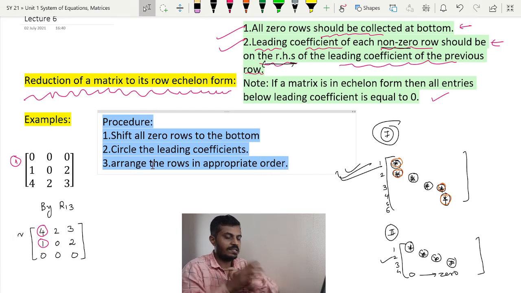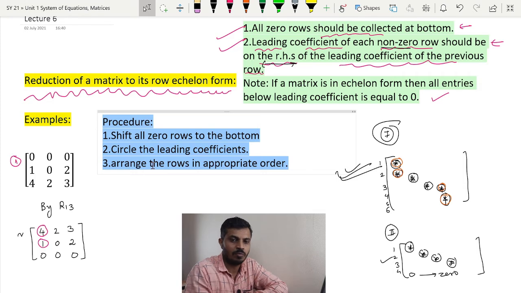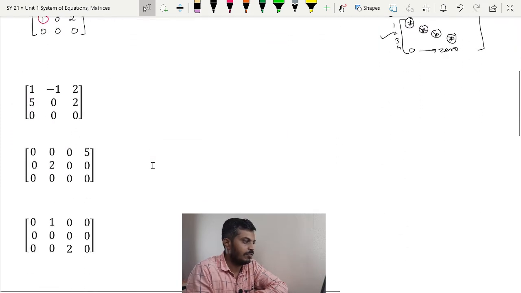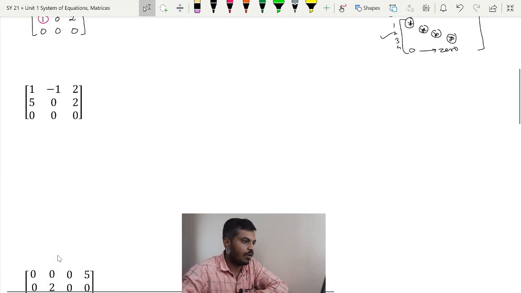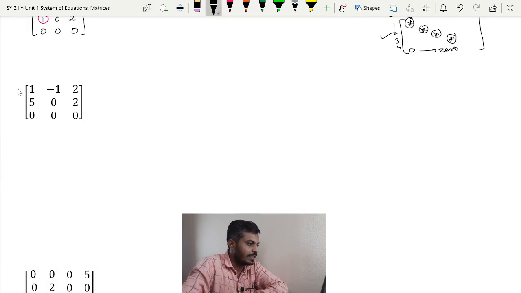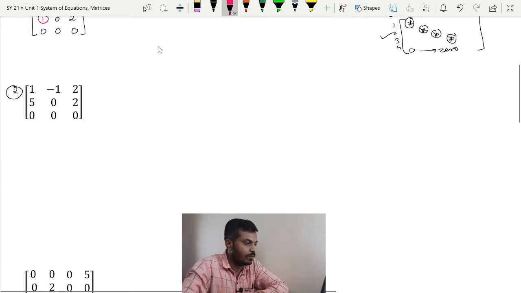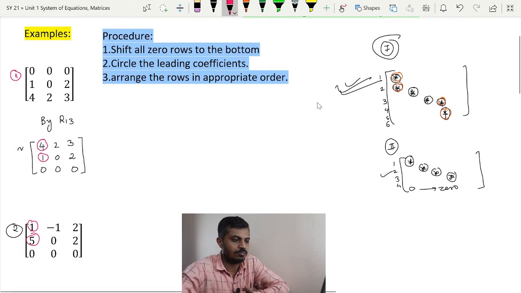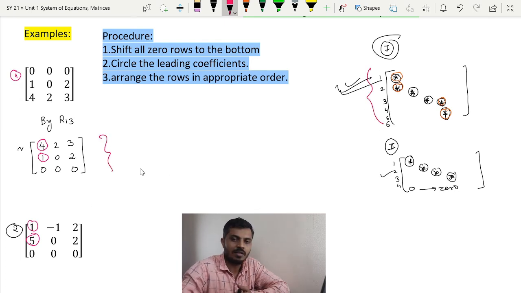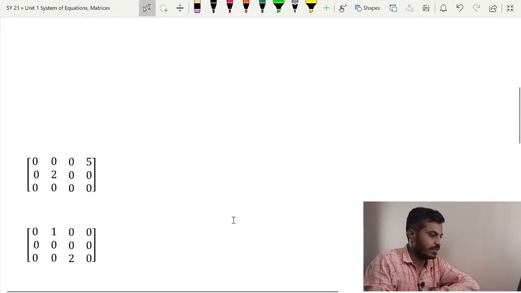Now let us discuss a few examples on it, so the idea will be more clear. Now in this second example, you can see all the 0 rows are already collected at the bottom. Our second step was to circle the leading coefficients, which already satisfies the order that we want over here as well, right? Because we already have the leading coefficients one below another, as you can see here. Moving towards the next example.